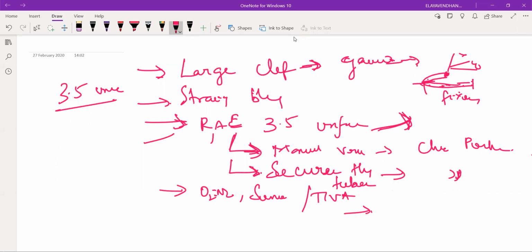I'll insert the throat pack, right? You're going to insert the throat pack next, once the tube is secured. Yes, sir. That's the next step, right? So you secure the throat pack.